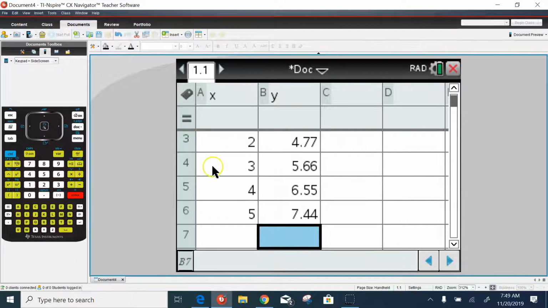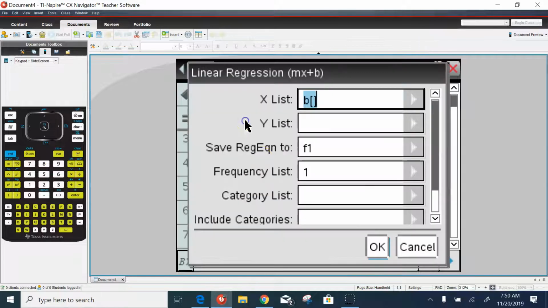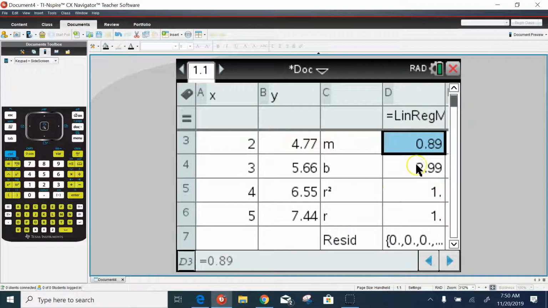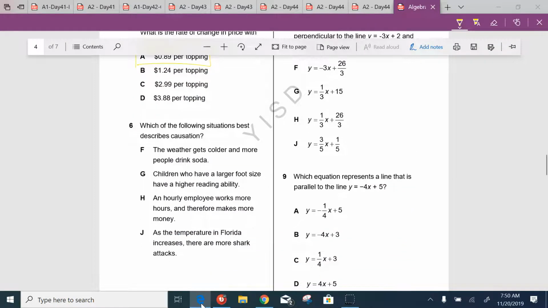2.99, 3.88, 4.77, 5.66, 6.55, and 7.44. All right, let's go ahead and get our stat calculations just to make sure everything is legit and as accurate as we can get it. X stuff, Y stuff, and our slope is right there of 0.89. So 0.89 represents a rate of change. That means they're charging an extra 89 cents per topping. You could have just done any 2 points and done the slope formula as well and gotten the same result since it is a linear change.